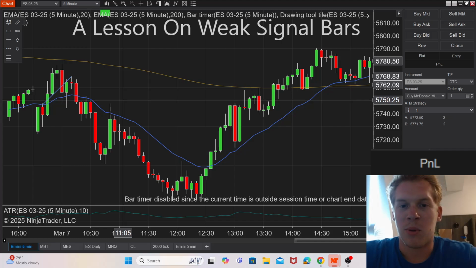So what's more important? Is it the signal bar or is it the context? To me the context is more important. The signal bar is just there to draw attention to a trade setup. It's a place for you to put your stop above or below. The candlestick does not make the trade. The context is what's more important.